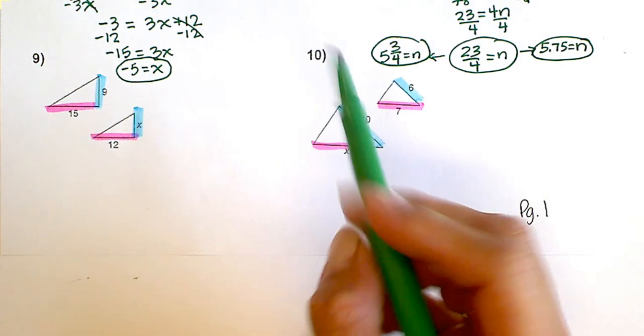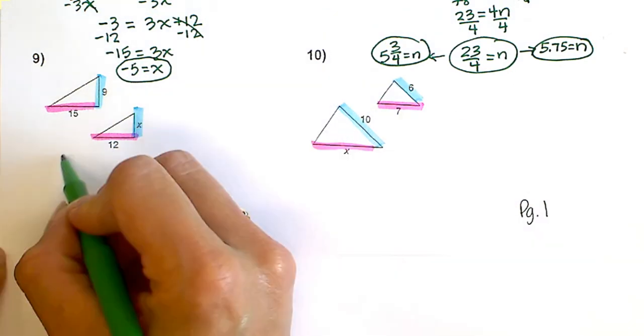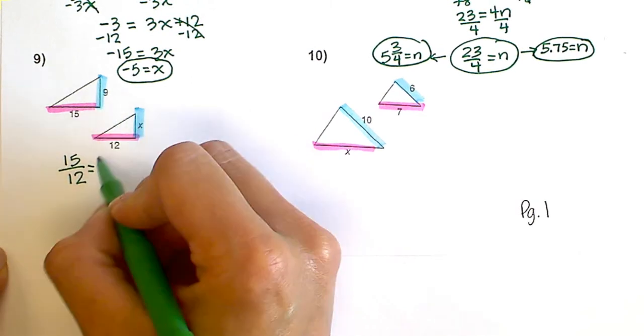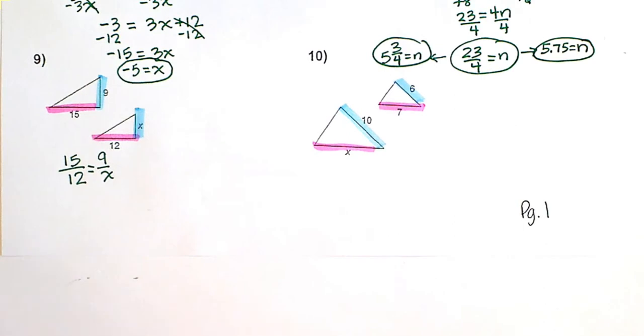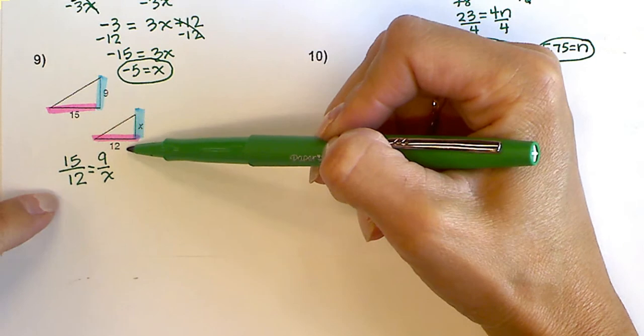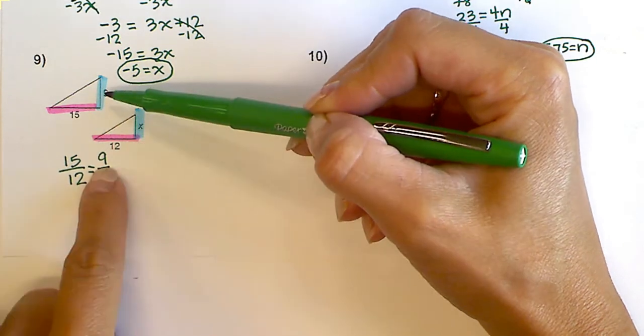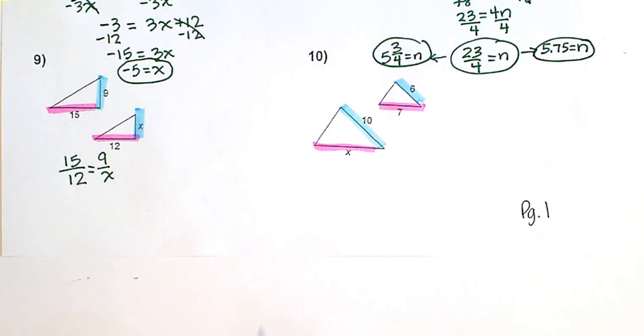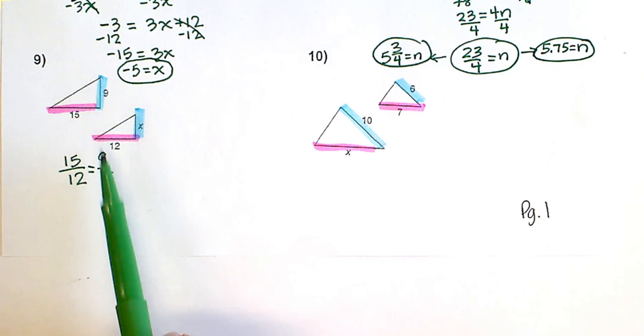So I'm going to set up a proportion that states 15 corresponds with 12 the same way that 9 would correspond with x. So there I've set up a proportion. If I put the 15 on top and then 12 on the bottom, the 9 must also go on the top and the x on the bottom. So you do have to be consistent. So 15 corresponds with 12, the same way 9 will correspond to x.